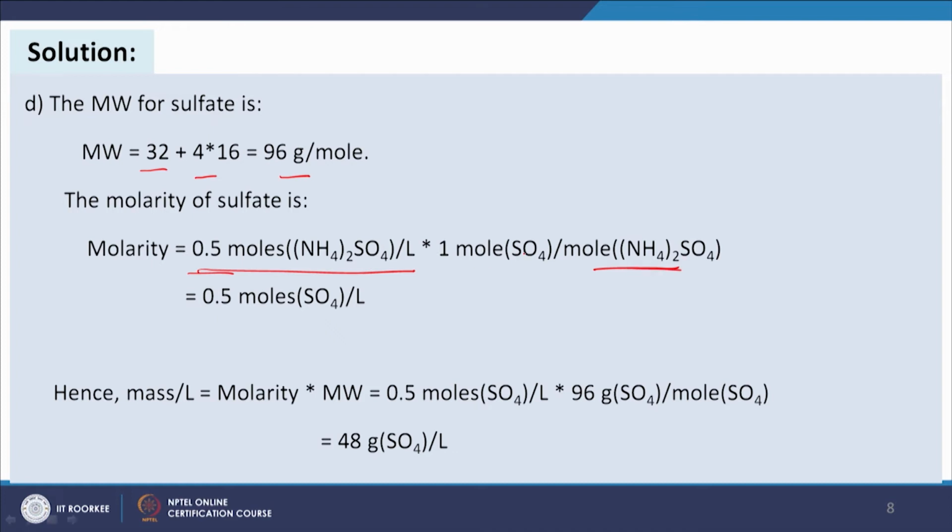because 1 mole sulphate we are getting from 1 mole of ammonium sulphate, and hence mass per liter is equal to molarity into molecular weight. So, 0.5 moles per liter and molecular weight is equal to 96 gram sulphate per mole of sulphate, that we know. So, that is equal to 48 gram sulphate per liter. So, this much sulphate is present in it.